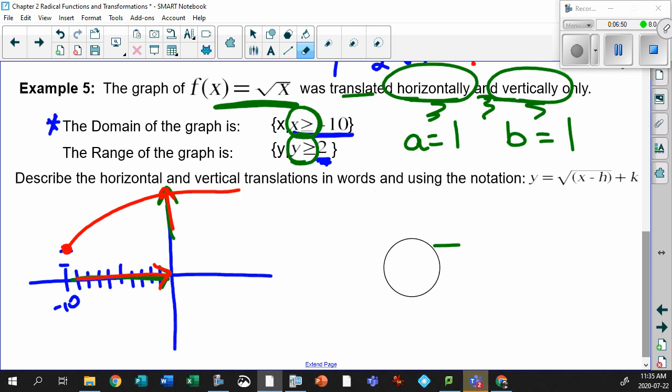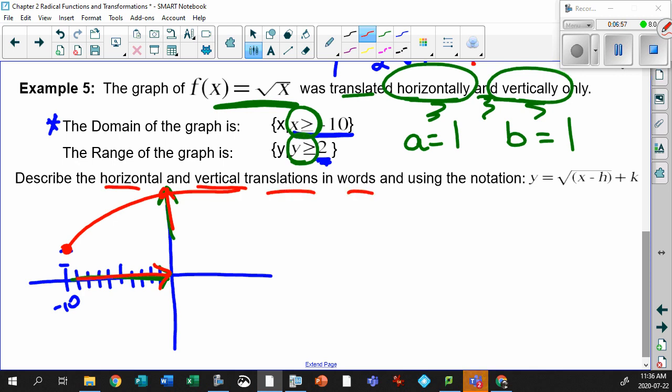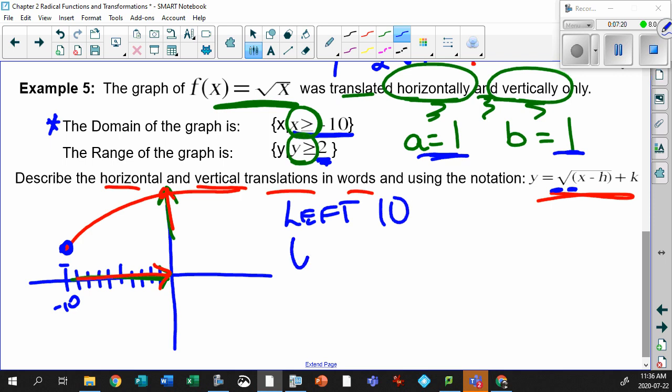So what just happened is this. You have to describe the horizontal and vertical translation in words and then throw it in this notation here. The cool thing is, like I said before, the A is 1, the B is 1. There's no A, there's no B. They're both 1, so that's not a part of the formula anymore. But how much did you translate this? I went left 10. I went up 2. There's my words. Done.